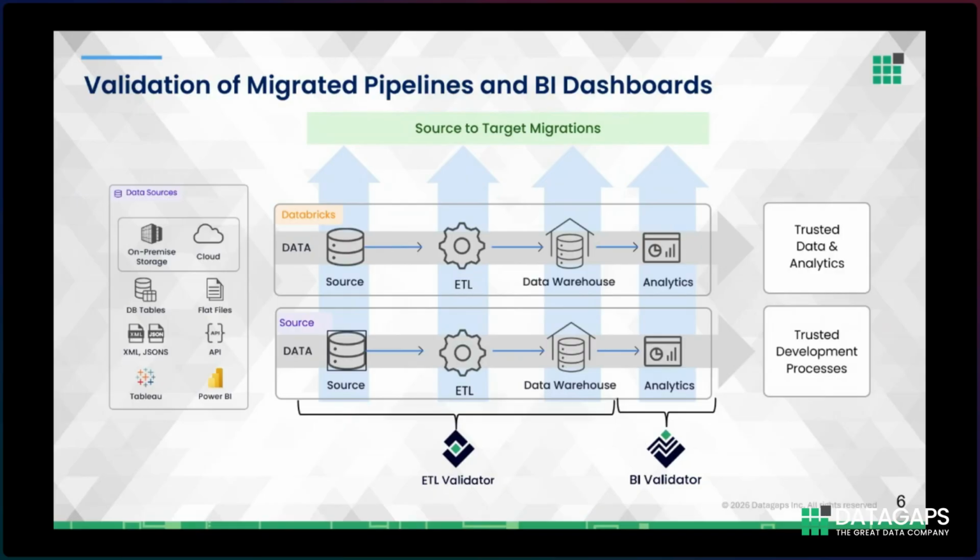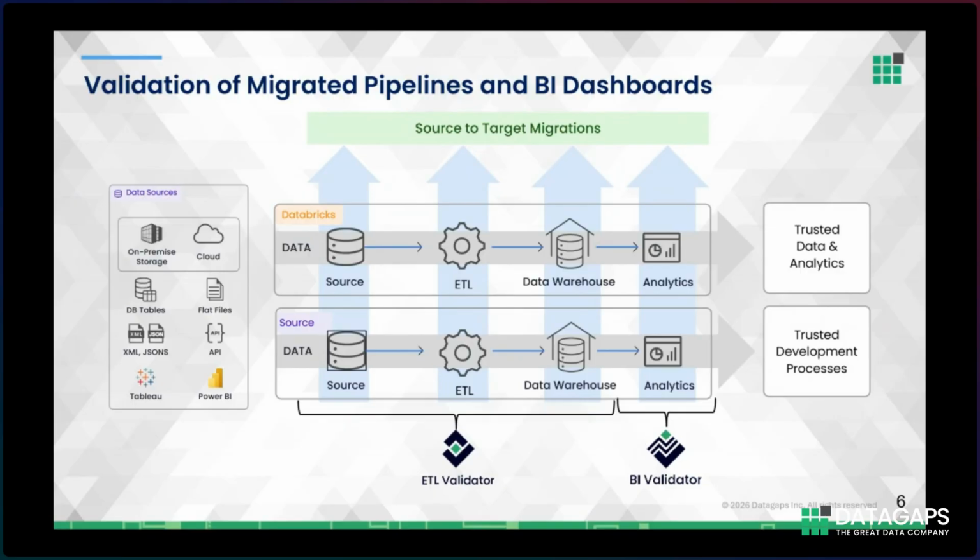And in the middle, we follow the journey of the data through the standard ETL process, moving from the source to the data warehouse and ultimately powering those analytics dashboards. So this flow happens in both the legacy as well as the target environments.